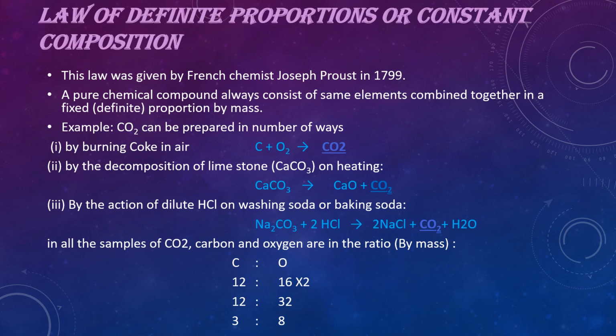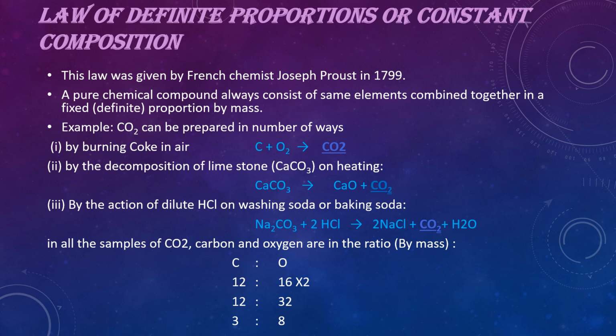Next law is law of definite proportion or law of constant composition. This law was given by French chemist Joseph Proust in 1799. Now the definition of this law is that a pure chemical compound always consists of the same elements combined together in definite proportion by mass.